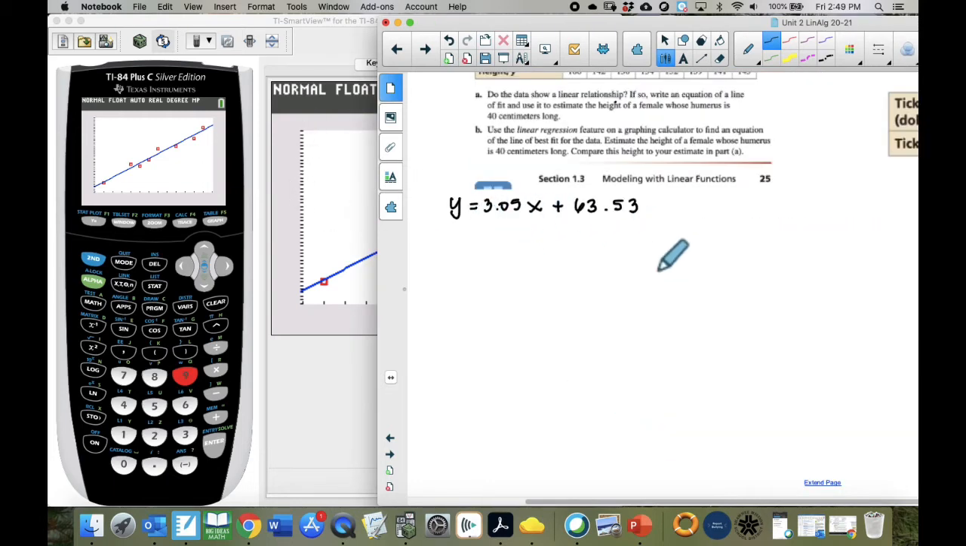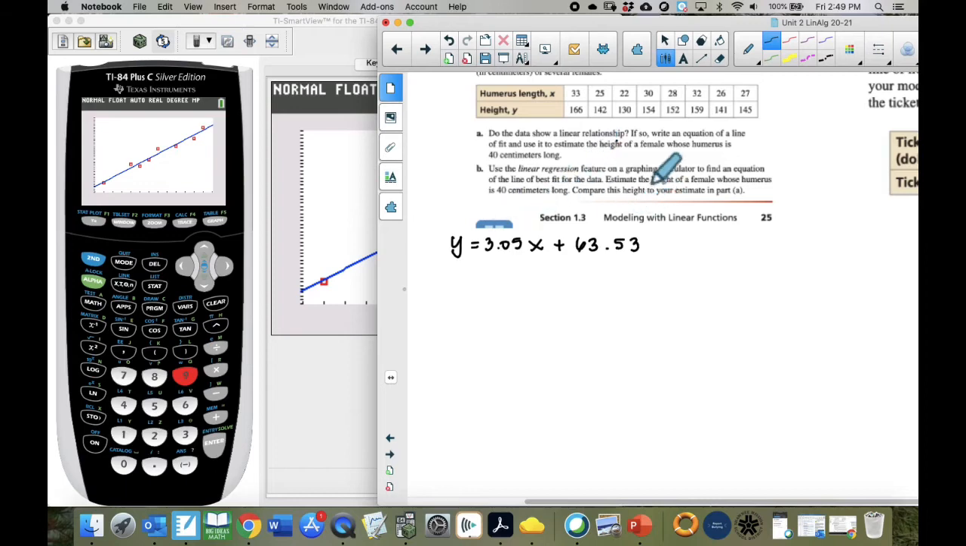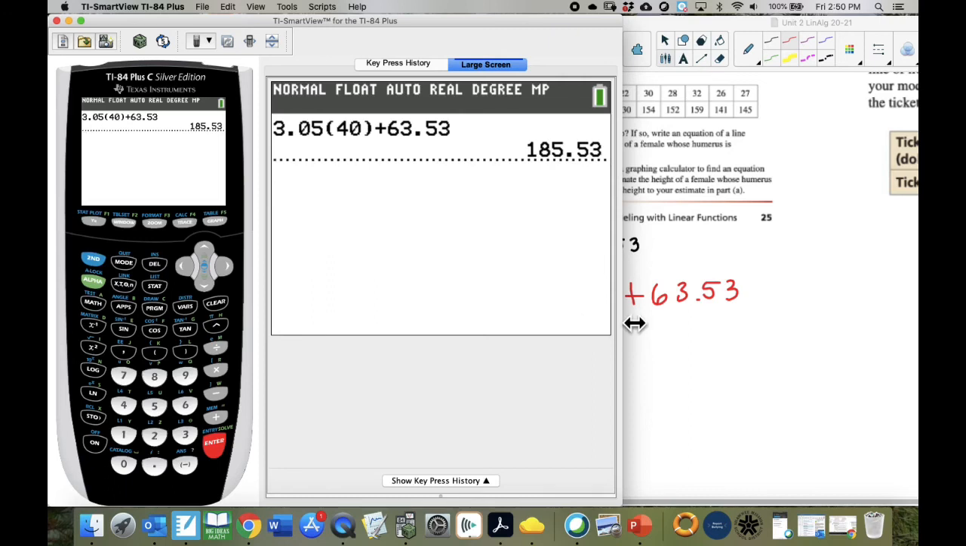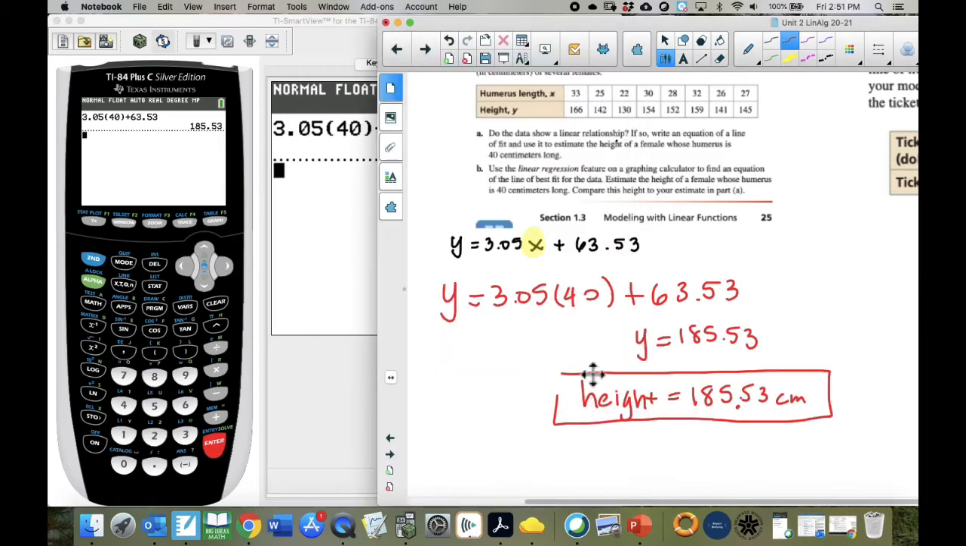Okay, so I'm going to write this down on my notebook paper. This is my equation. The next question says to estimate the height of a female whose humerus is 40 centimeters long. If I look back up at my table, the humerus, that was the X value. So I need to plug in 40 here and work it out. When I plug that into my calculator, I get 185.53. So the estimated height of a person whose humerus was 40 is 185 centimeters tall.